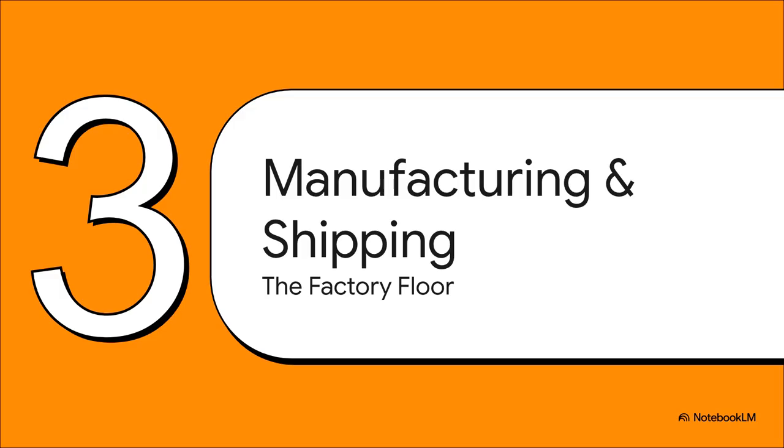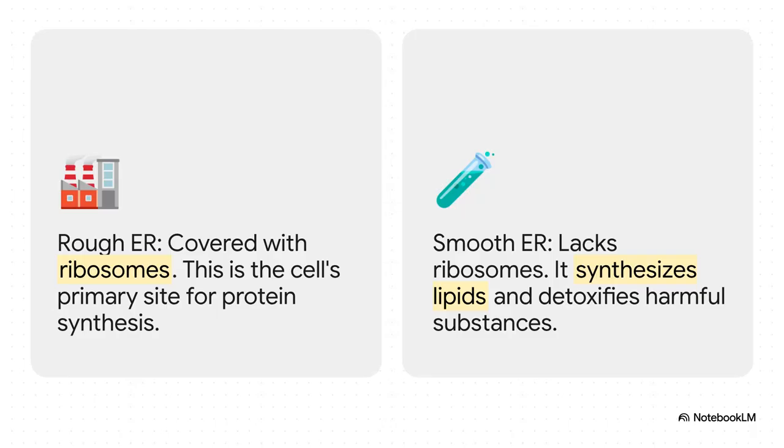All right, let's head deeper into the city, down to the factory floor. This is the industrial heart of the cell, where all the manufacturing, processing, and shipping of its most critical products takes place. Meet the endoplasmic reticulum, or the ER. It's this huge network of interconnected membranes. The difference between the two types is simple, but it's absolutely critical. The rough ER looks rough because it's covered in these little dots called ribosomes. This is your protein factory, the main assembly line.